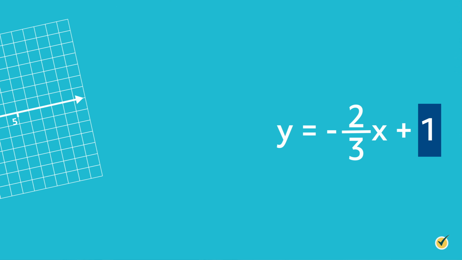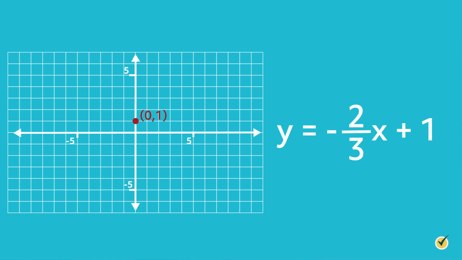Our y-intercept is at the point (0, 1), so we're going to plot that first. Now we look at our slope, negative 2/3. This tells us that we are going over 3 places and down 2. We go down instead of up because our slope is negative. Now that we have our 2 points, we draw our line through them and add our arrowheads.